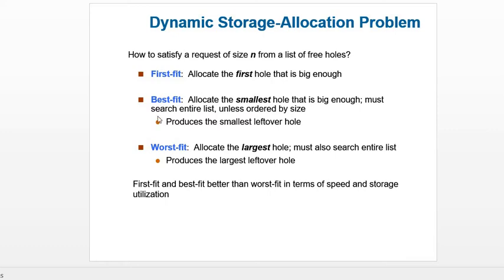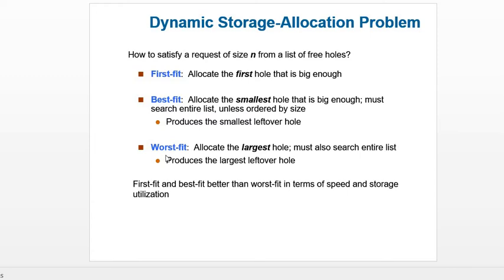The next one is the best fit. Allocate the smallest hole that is big enough. Here it must search the entire list, unless the list is ordered by size. This strategy produces the smallest leftover hole. Since it is a best fit, whatever the request is, it will search for the hole which is almost the same size as the request. So once you allocate it, whatever free hole is left will be very small. That's why we say it is a best fit.